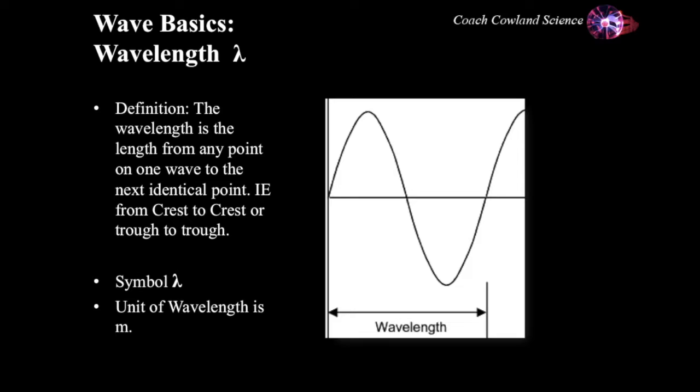The wavelength. The definition of the wavelength is the length from any point on one wave to the corresponding point on the next wave. So, for example, it could be from crest to crest, it could be from trough to trough, or it could be from any point here to the point on the next wave. The symbol for wavelength is what looks like an upside down Y. It's actually lambda, and the unit of wavelength is the meter.